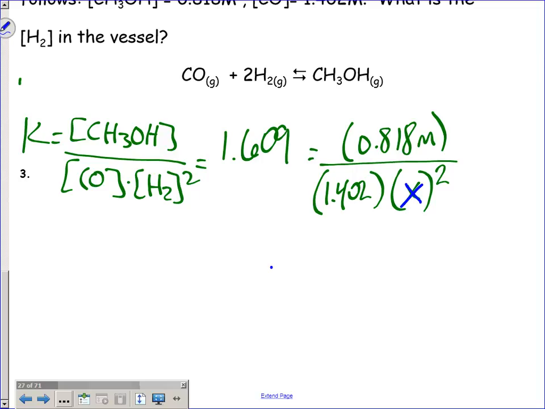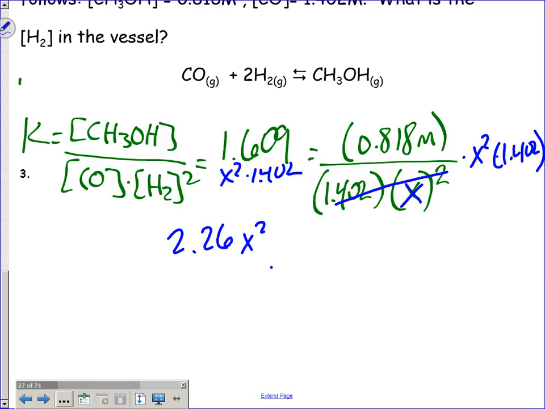Okay, so you multiply the bottoms on both sides. So X squared times 1.402, and this is X squared times 1.402, so these cancel over here. So she's saying this times 1, so what's 1.609 times 1.402? Can you do that for me? Anybody? 2.26? And that's still X squared because it's not been negated. That's equal to what was left over here, 0.818.